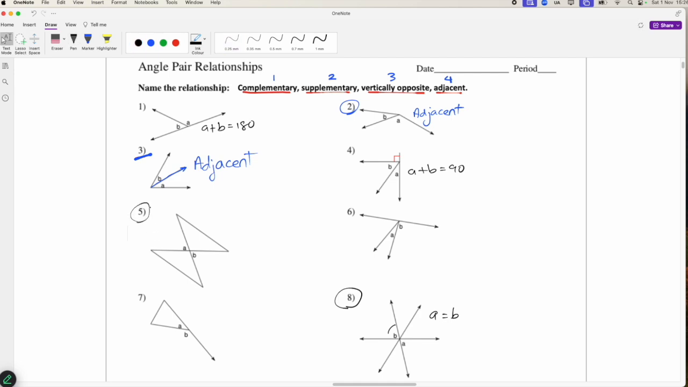Number 5, anybody real quick? Vertically opposite, very good. And what does that mean? Vertically opposite means what about A and B? They are equal. A is equal to B. Very good. Real quick, number 6. This one's a weird one. Don't think too much. Adjacent. Yes, adjacent is correct.